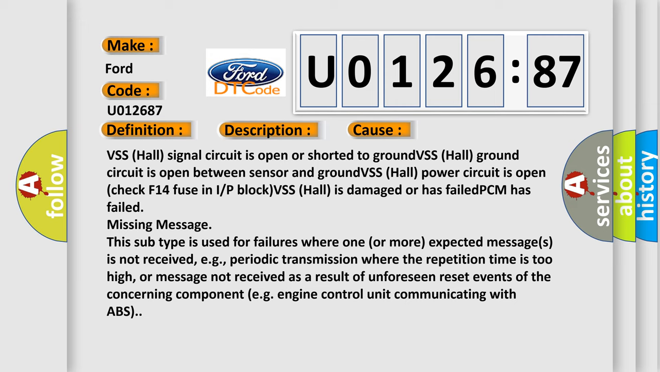Missing message. This subtype is used for failures where one or more expected messages is not received, e.g., periodic transmission where the repetition time is too high, or message not received as a result of unforeseen reset events of the concerning component, e.g., engine control unit communicating with ABS.